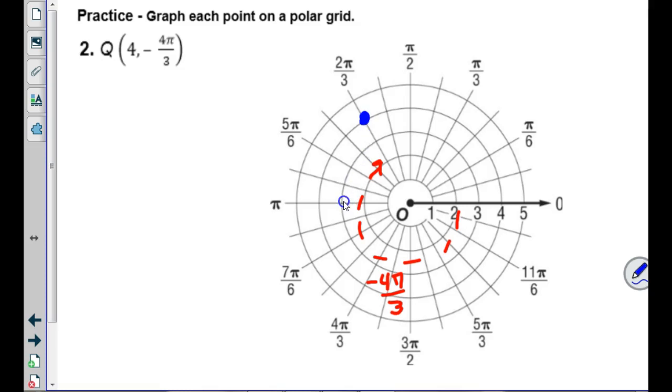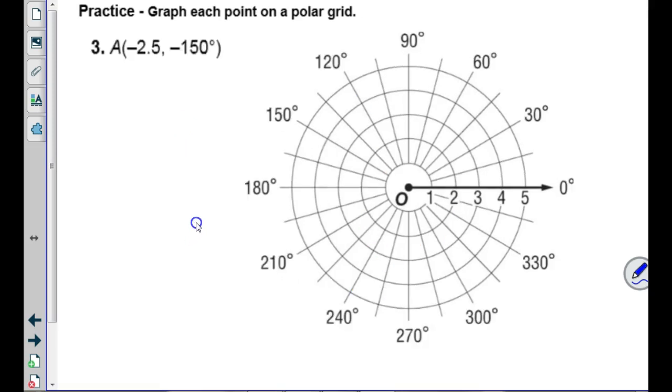Okay, so what's another name for that point? What's an easy name? Yeah, 4, 2 pi over 3. Okay. Number 3.